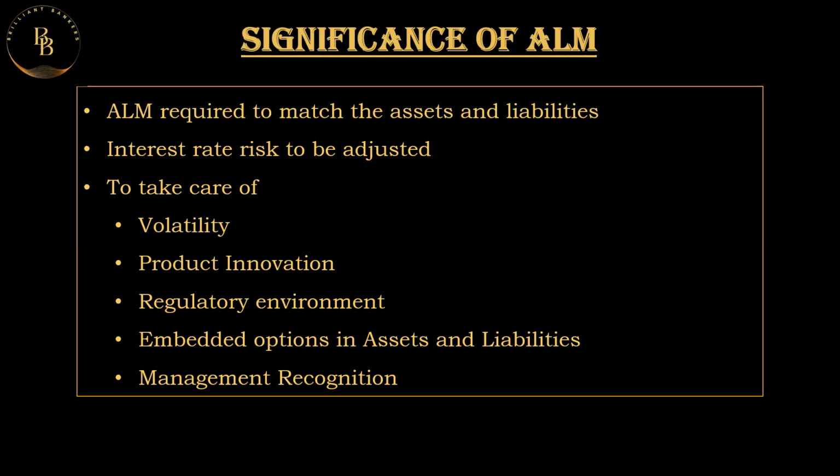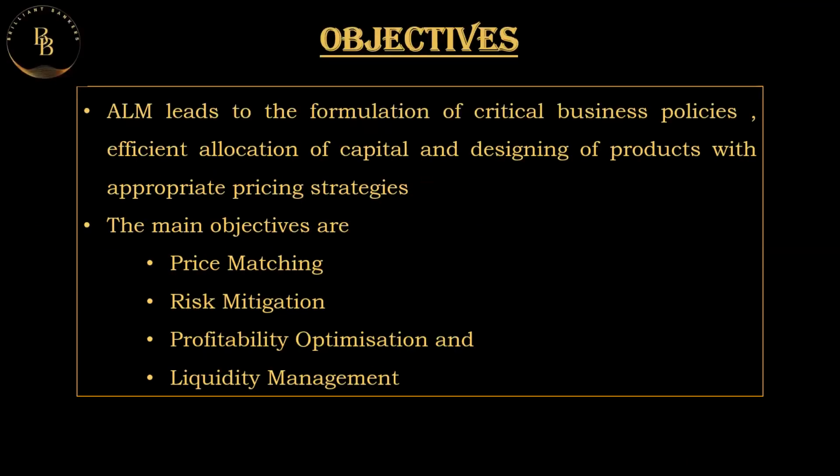Coming to the next topic, that is the objectives of an ALM. ALM leads to the formulation of critical business policies, which is for efficient allocation of capital and the designing of products with the appropriate pricing strategies. So the main objectives of the ALM are price matching, risk mitigation, profitability optimization, and liquidity matching.